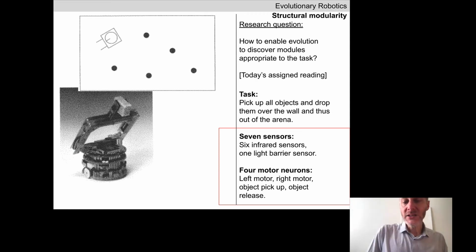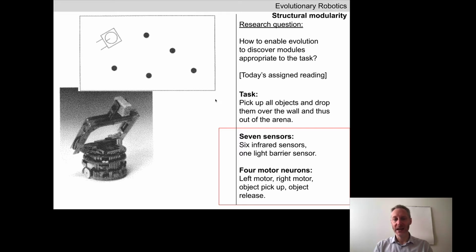Okay. So we're going to look at an early study from evolutionary robotics that tackled this issue of trying to evolve modular solutions or modular robot behaviors. They used the Khepera robot, which we've seen before. And the Khepera robot in this experiment has 2 wheels, and it's been equipped with a gripper, and you'll notice that in the gripper it's holding a little sugar cube. So the question we're going to ask, when we start to evolve behaviors for this robot in a moment, is how to enable an evolutionary algorithm to discover modules appropriate to the task.